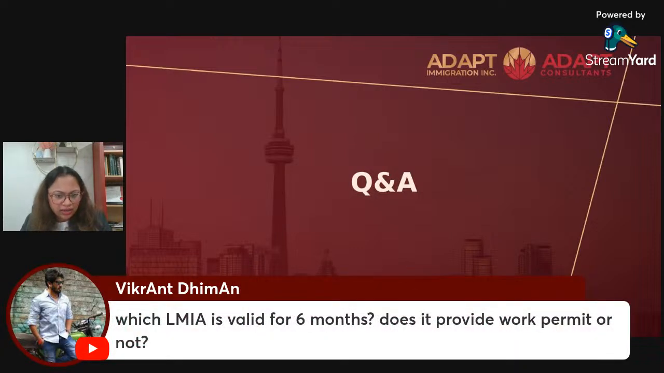Which LMIA is valid for 6 months? Does it provide a work permit or not? The LMIA application is different from the work permit. The LMIA is valid for 6 months, and during this time you need to apply for the work permit. The LMIA validity is important because within the 6 months from when the result is given to your employer, you need to apply for the work permit. So the work permit is different from the LMIA.